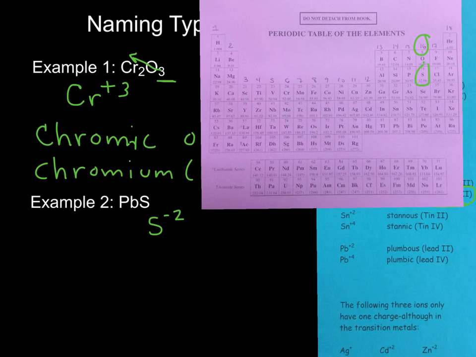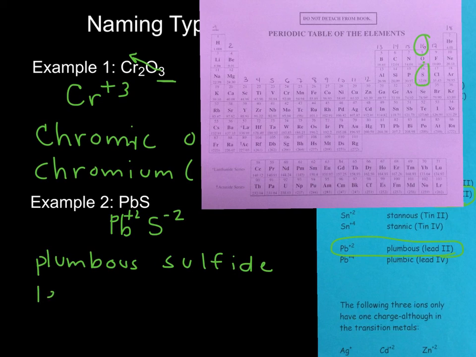Well, in order for us to only need 1 lead, what charge did the lead have to be in order to cancel out the -2? That's right, it had to be +2. So this time we have lead 2. So when we look on our little chart, we see that we can name this either plumbous sulfide with the Latin name, or we can name it the English name, lead 2 sulfide.